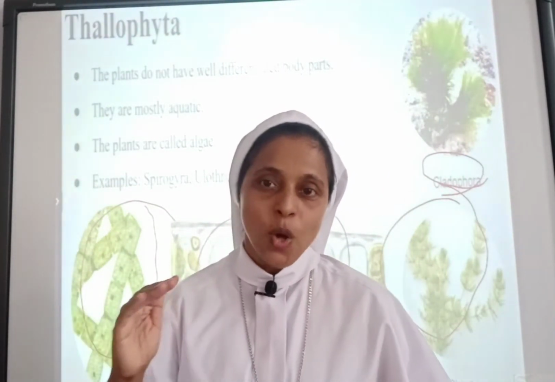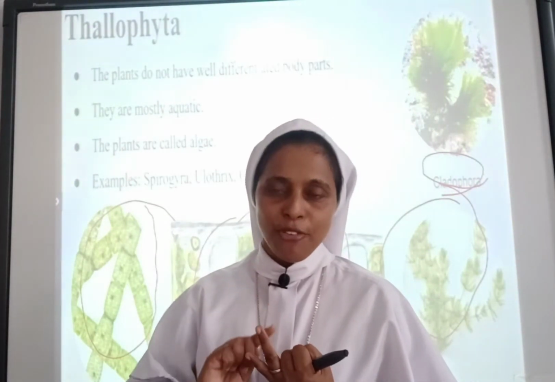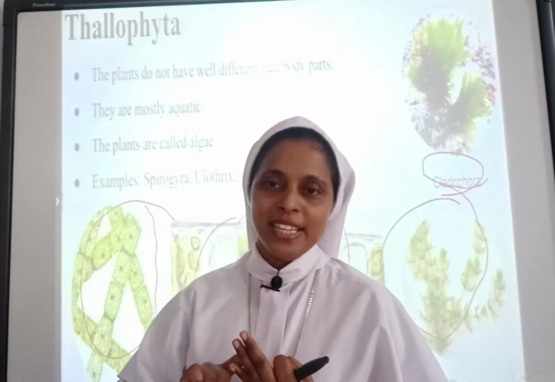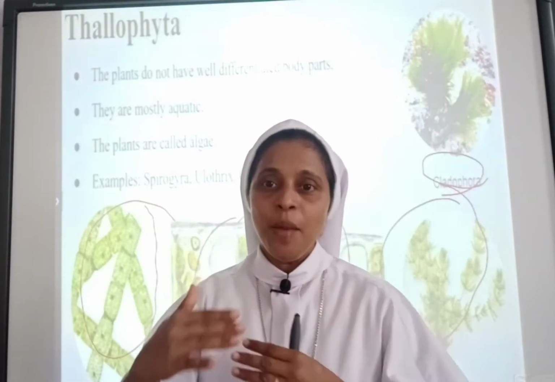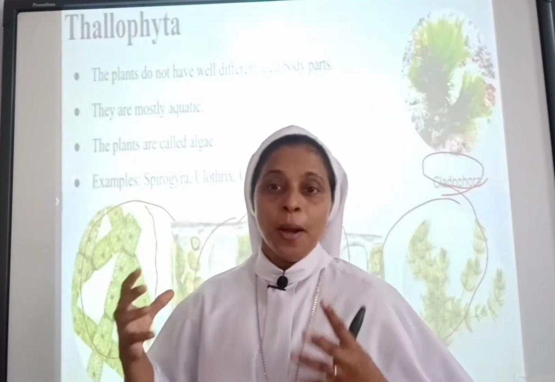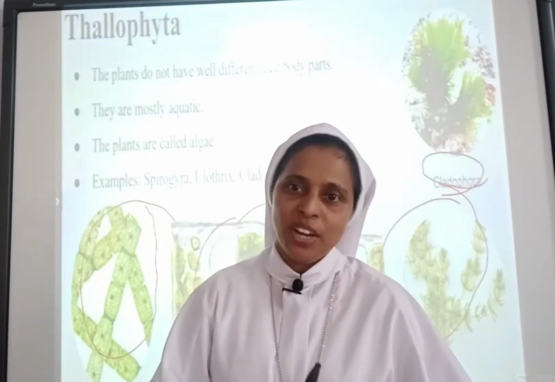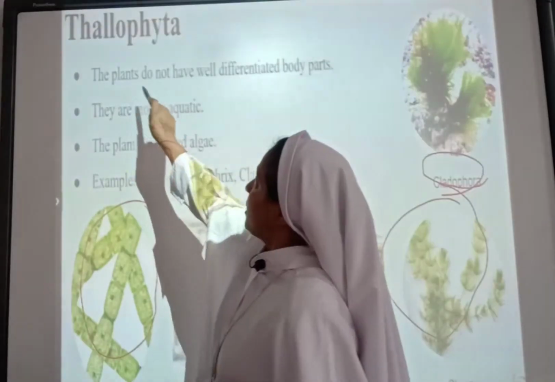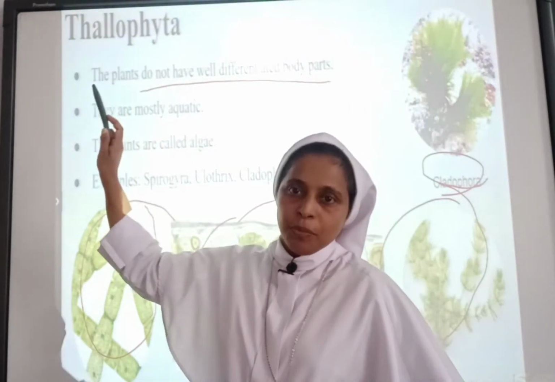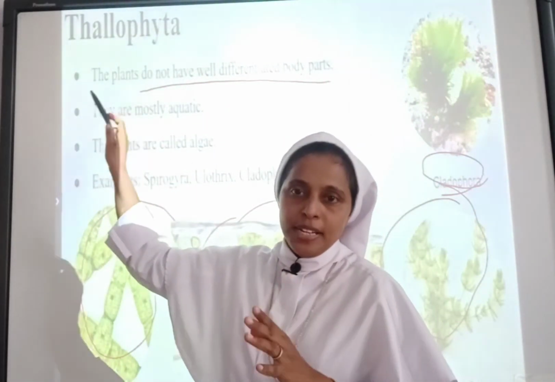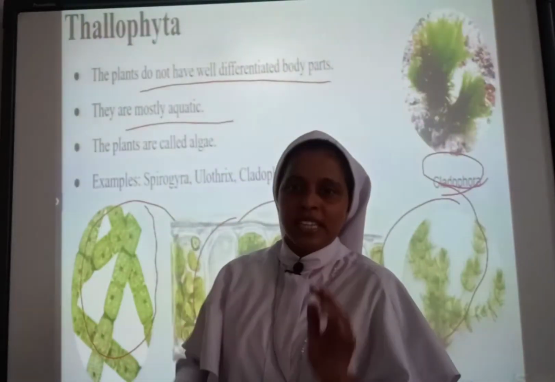We can say it is not differentiated into leaf, not differentiated into root, and not differentiated into stem. They are merged together and they are helping each other. There is no differentiation in thallophyte plants. Coming to the first point, the plants do not have very differentiated body parts, and they are mostly aquatic.